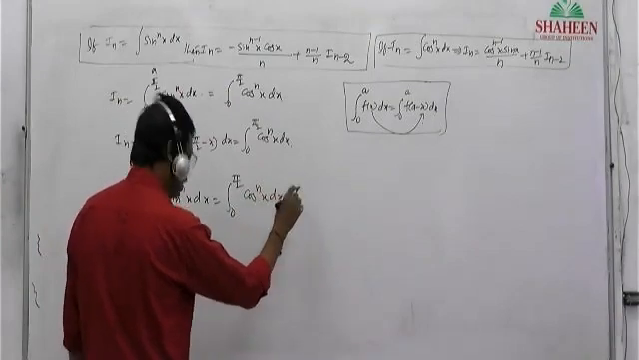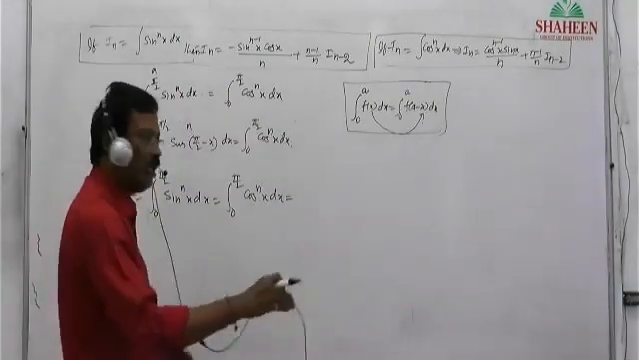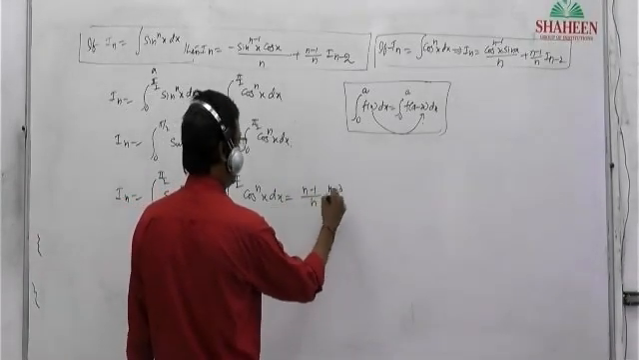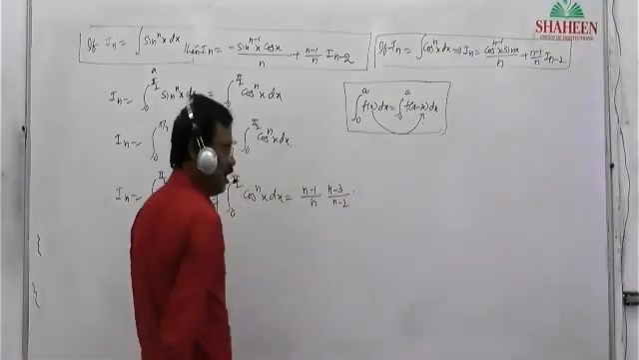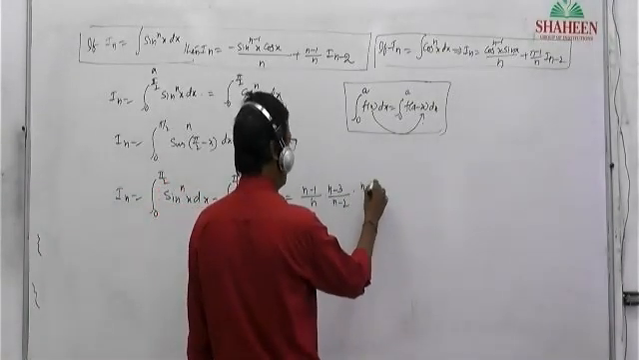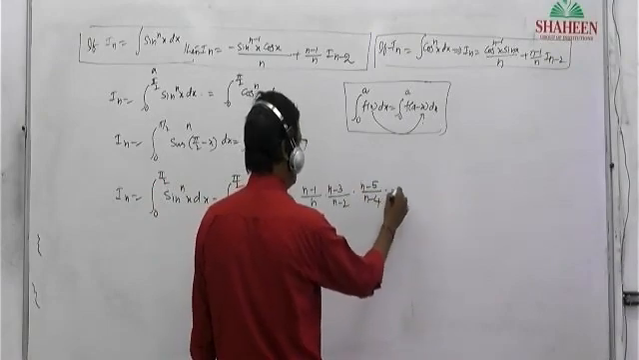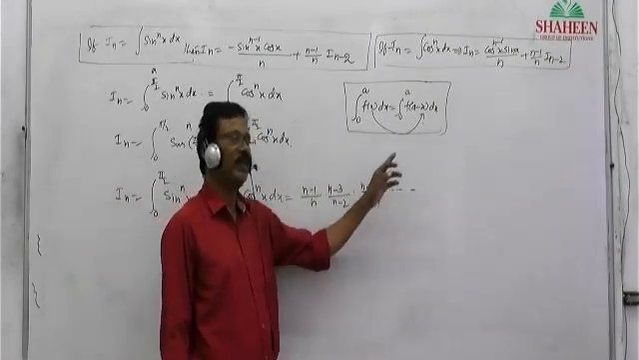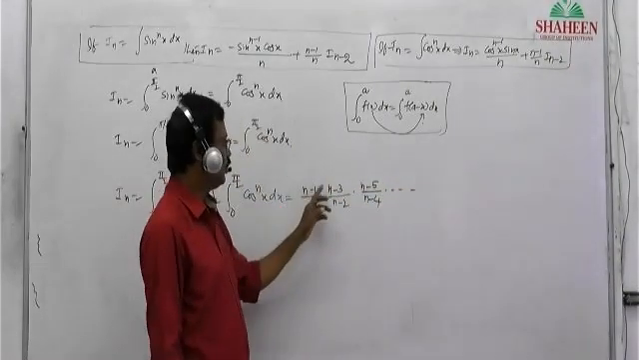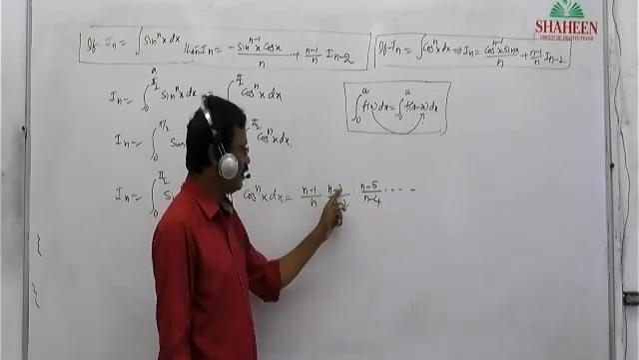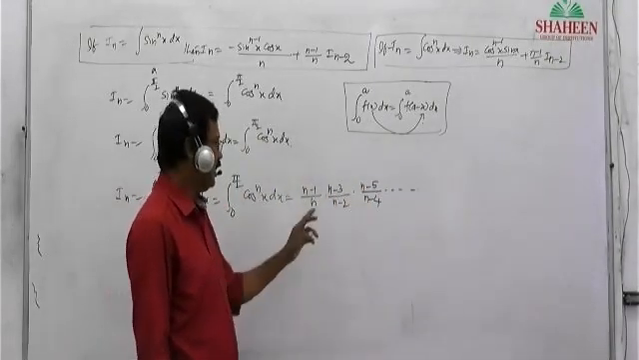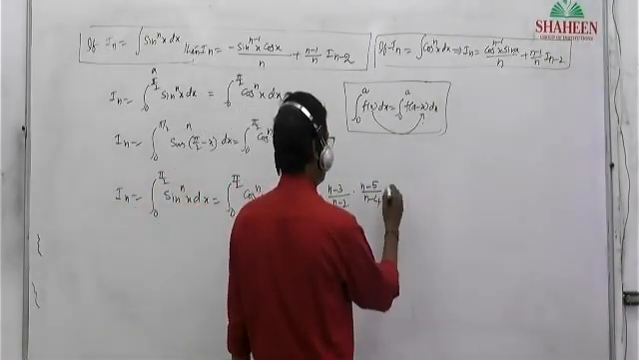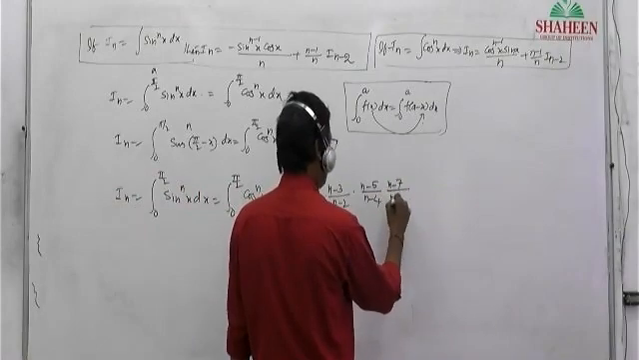And this integral, remember, is (n-1)/n into (n-3)/(n-2), like this, (n-5)/(n-4). How is it? This is the minus 1, minus 3, minus 5, minus 7, 2 difference. Now 1, 3, 5, 2 difference. Now this is 2, 4, 6. That is also 2 difference. This is (n-7)/(n-6).